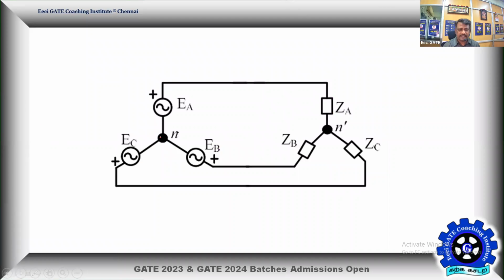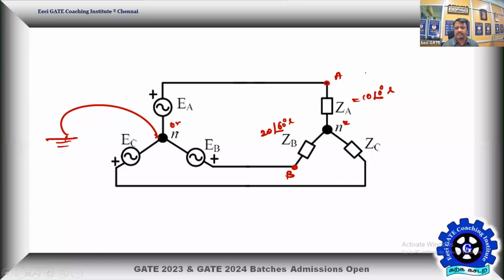So by taking this as a reference, it is 0 volt. This is your A phase, this is your B phase. This is ZA, given as 10 at an angle 0 degree ohms. ZB is given as 20 at an angle plus 60 degree ohms. Now you know this potential as VBN, and instead of N star, N dash, I'll take it as N because of identical potentials.